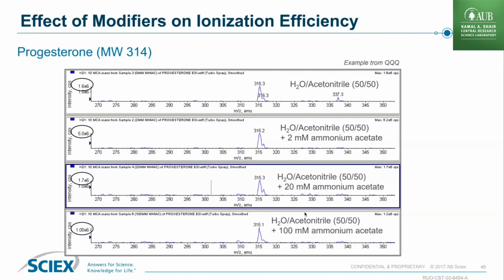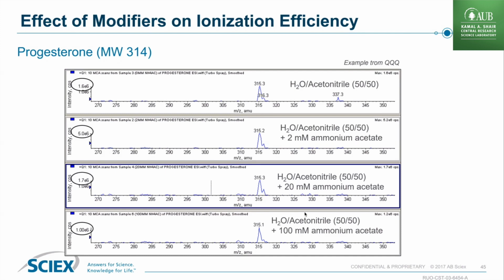The top mass spectrum is in water acetonitrile. And then as you go down, you see that the concentration of the ammonium acetate is increased. 2 millimolar, 20 millimolar, 100 millimolar ammonium acetate. Now, they look roughly the same until you look at the y-axis. If you look at the intensity, you can see that there's roughly 2 times or more than 2 times, almost 3 times increase in sensitivity when you just go to 2 millimolar ammonium acetate.